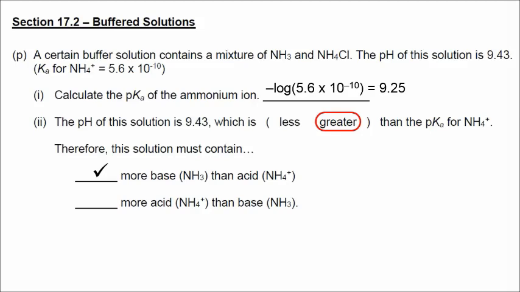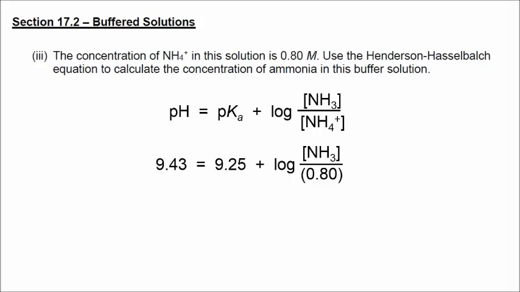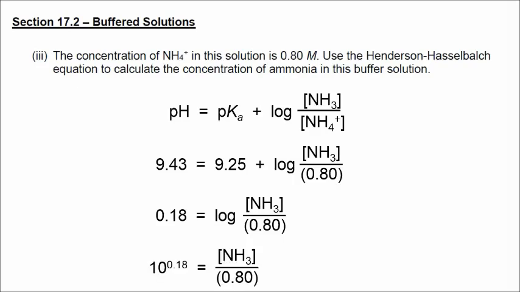To figure out what the concentration of ammonia is, if we're given the concentration of ammonium as 0.8, let's plug all the information we know into the Henderson-Hasselbalch equation. So we know the pH of our solution is 9.43. We calculated the pKa as 9.25, plus the log of ammonia, which is the base, over ammonium, and that happens to be 0.8. So we go ahead and solve for the concentration of ammonia. Remember that the opposite of log is 10 to the x, so we have 10 raised to the 0.18 power equal to this ratio of ammonia and ammonium. We get ammonia is 1.2. That is consistent with the fact that we predicted there was going to be a higher concentration of base than acid.